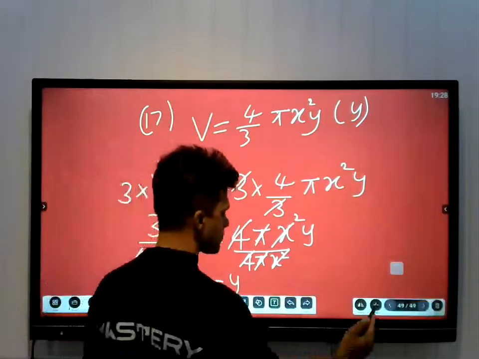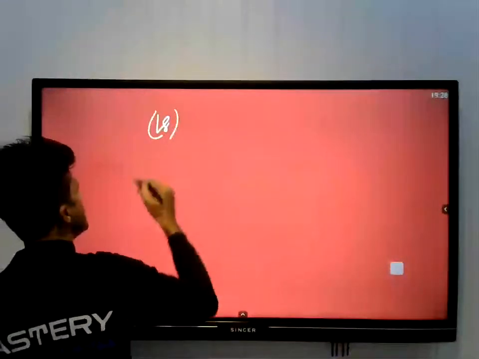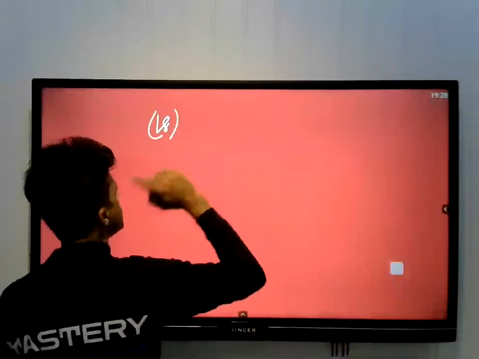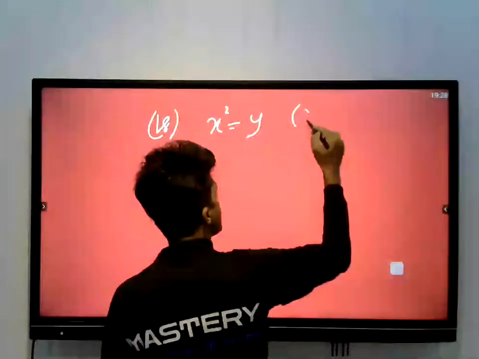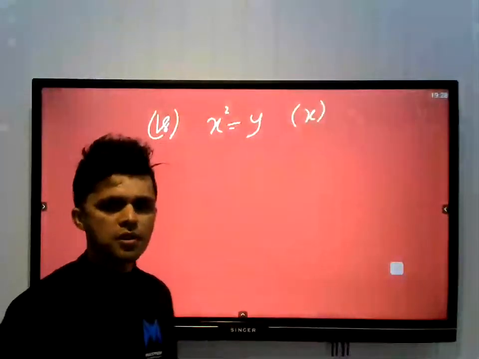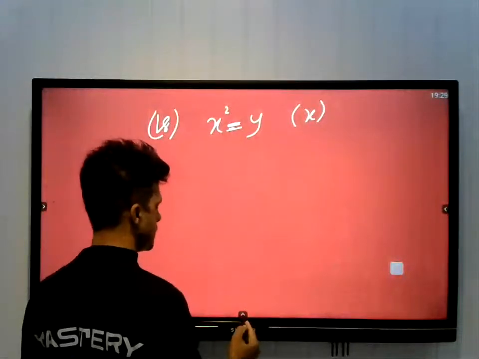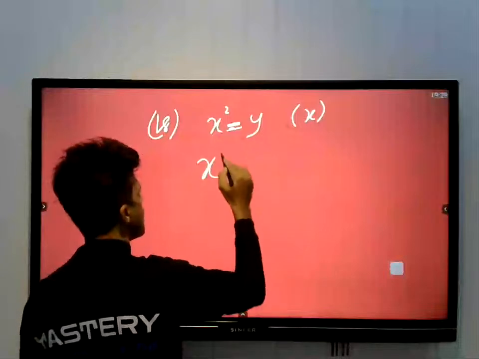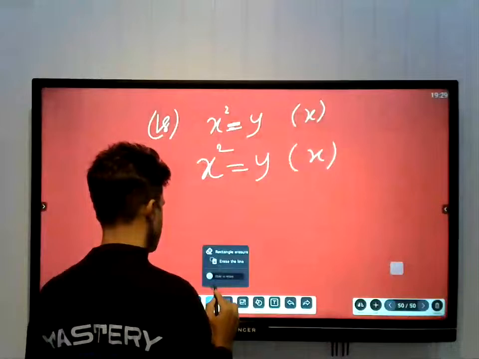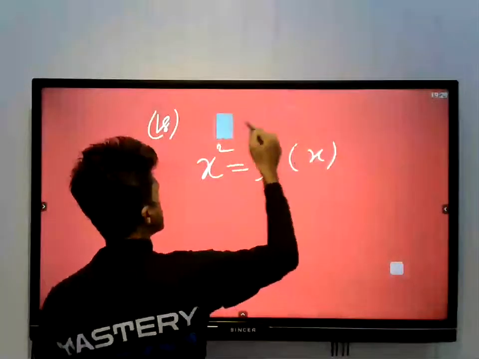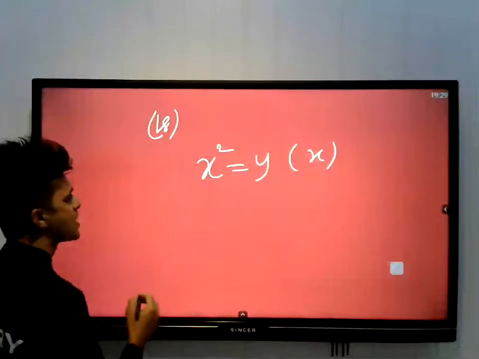18th one. How can you write x as the subject of the formula if x square equals y? X square equals y. How can you write the term x as the subject? Think of it. X can be written as the subject.